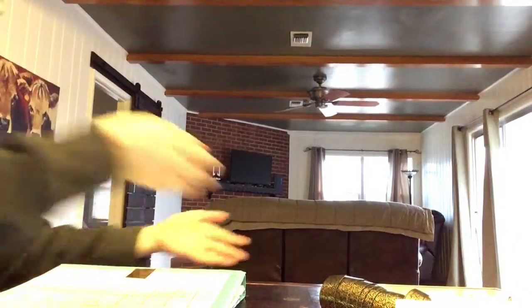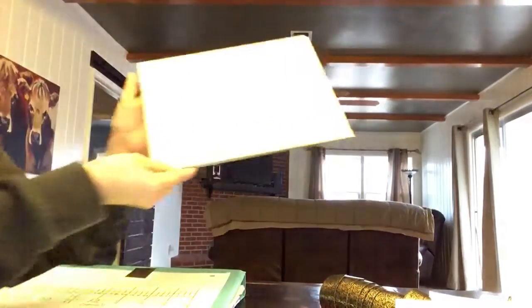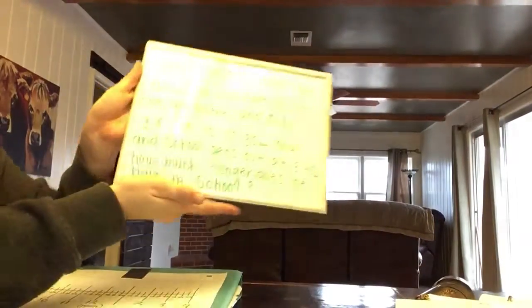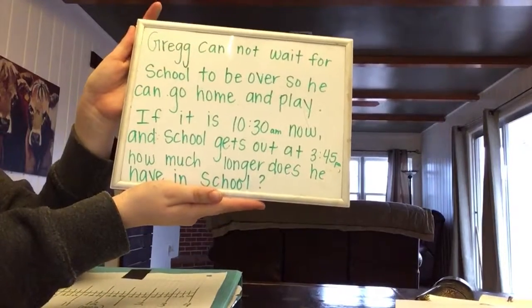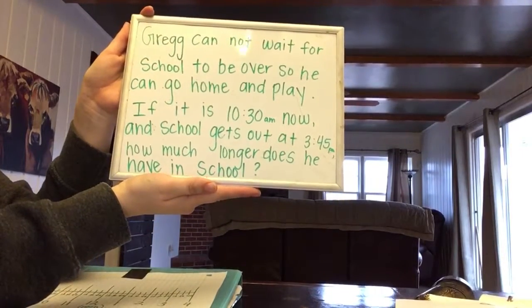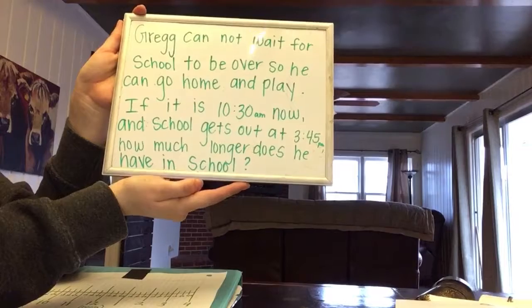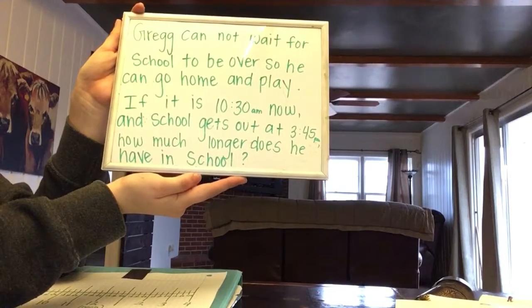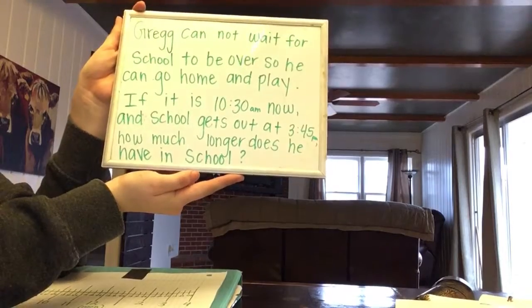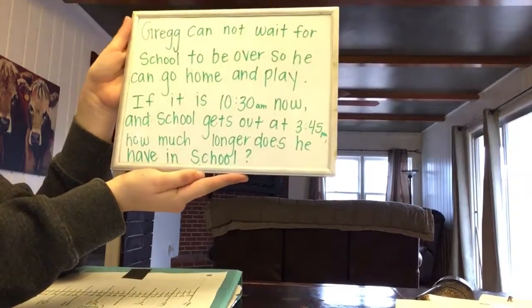Now the problem that we are going to be using today is this one right here, which says Greg cannot wait for school to be over so he can go home and play. If it is 10:30 a.m. now and school gets out at 3:45, how much longer does he have in school?